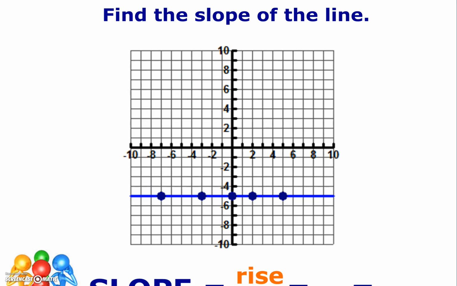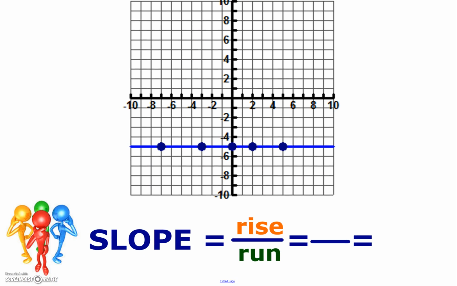Find the slope of the line. Automatically, we know that it's 0 because it's a horizontal line. But let's talk about it. Our rise from this point to this point is 0, and our run would be 1, 2, 3, 4. 0 over 4 is 0.